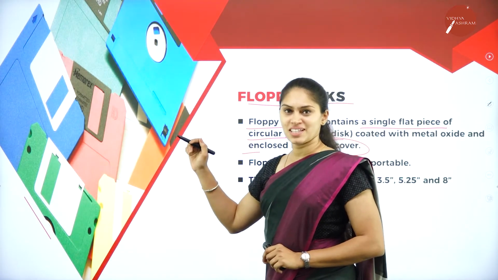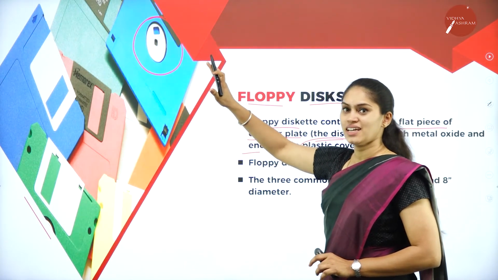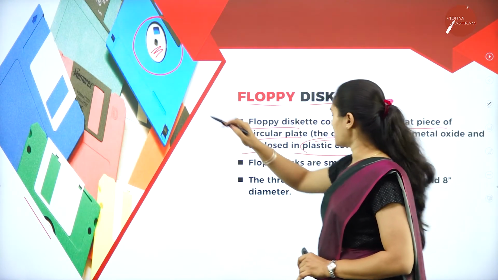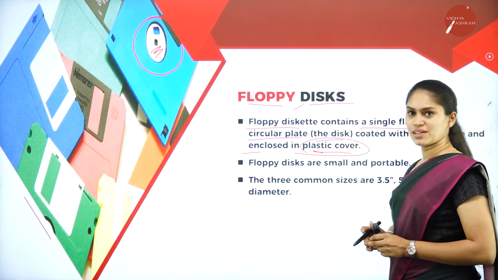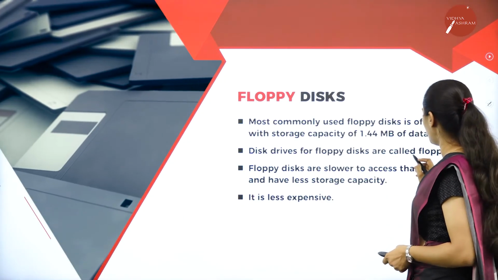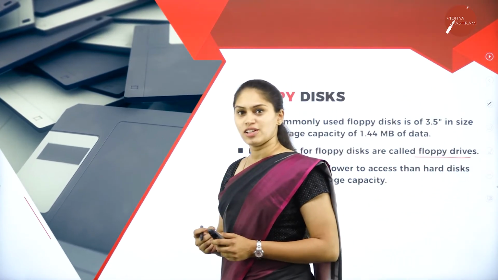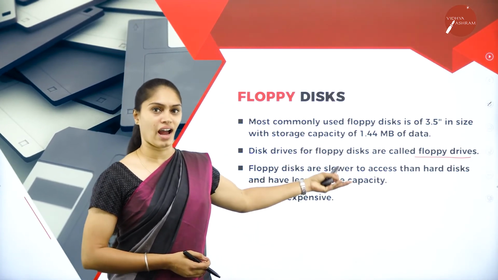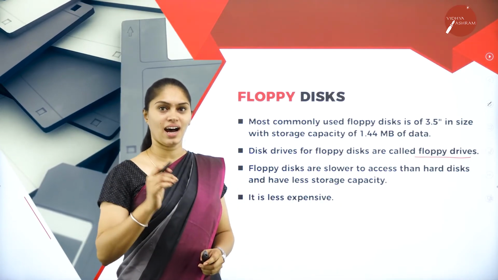If you look at this image, it has a circular plate, which we can call a disk, coated with metal oxide and covered with plastic. So that plastic cover is enclosed around the floppy disk. If I want to use this floppy disk, then it has to be used with a floppy drive. Floppy drives will have access to the floppy disk. It is the same thing for the hard disk also. If I want access to the hard disk, then there must be a hard drive, right?